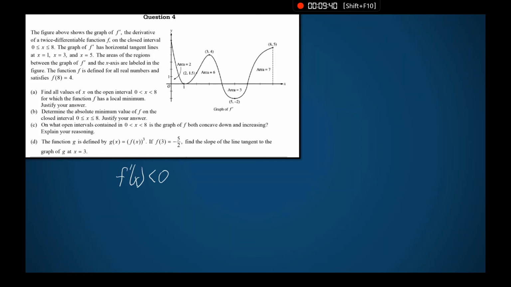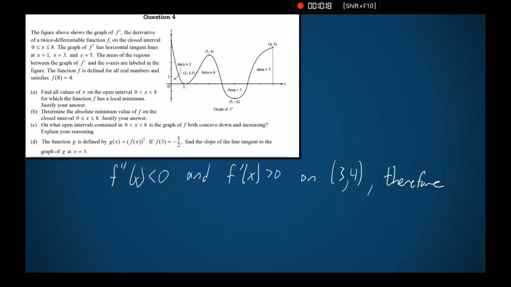Okay. So you said our second derivative of f is negative, and the derivative is positive on 3 to 4, which is a closed interval. Therefore, f is concave down and increasing.